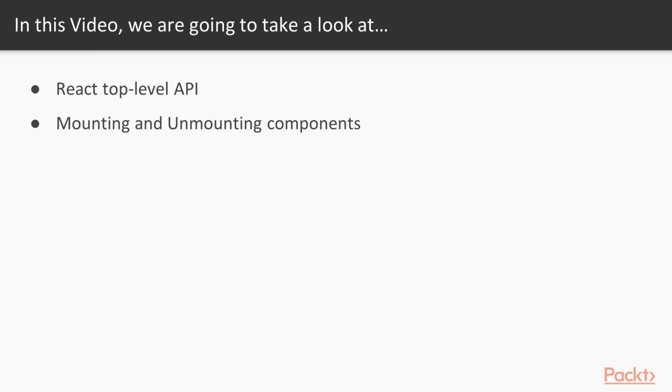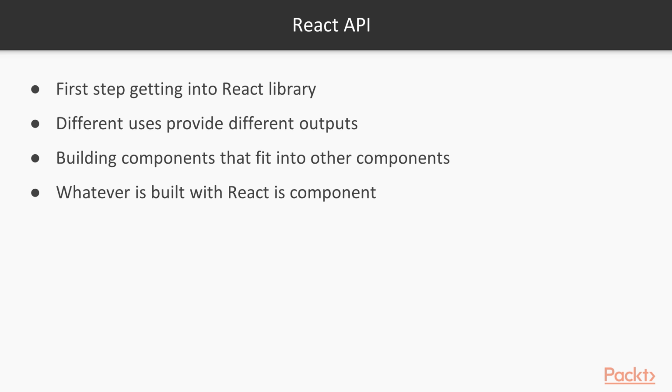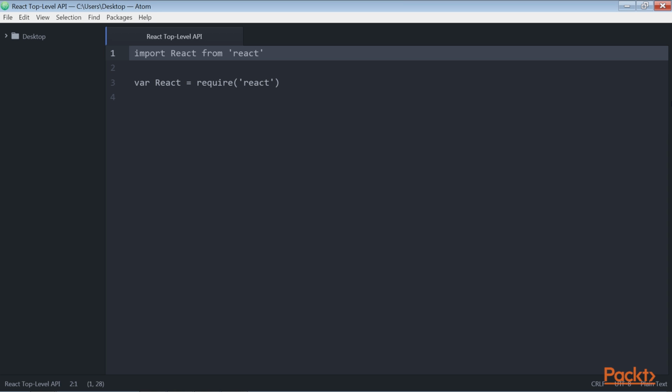In this video, we're going to take a look at React top-level API, mounting and unmounting components. When we are talking about the React API, it's the first step to getting into the React library. Different uses of React will provide different outputs. For example, using the React script tag will make top-level APIs available on the React global. Using ES6 with NPM will allow us to write import React from React. And using ES5 with NPM will allow us to write var React equals require React. So there are multiple ways to initialize React with different features.